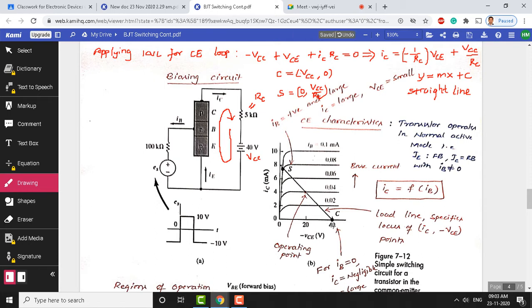This line equation is obtained by applying KVL to this, and the characteristics are plotted by the way the device behaves for different values of base current here. So what I want to say is the device behavior and the straight line equation we have drawn coincide, because there is the same x parameter and the same y parameter in the characteristics shown here, and in the straight line also we have the same x parameter and y parameter. So that's why we superimpose this line on this characteristic.